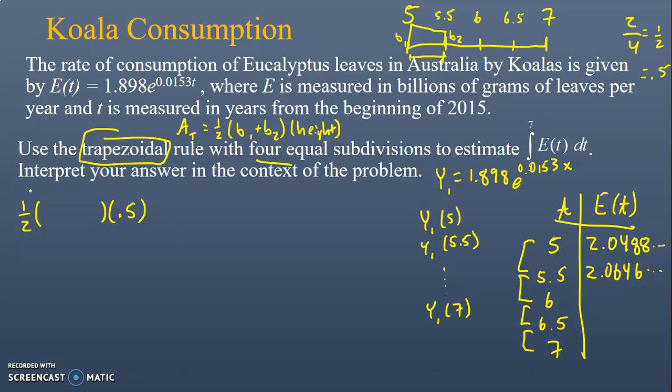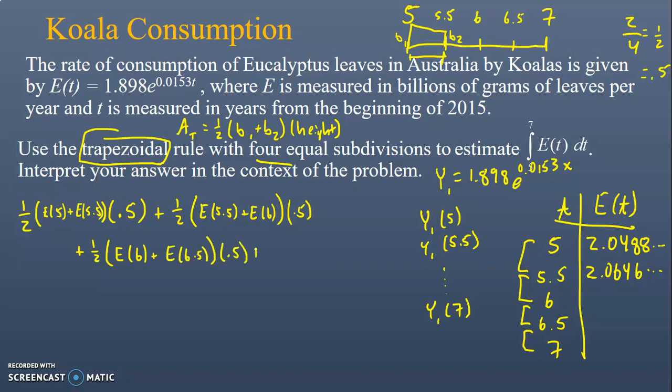So for this first one, I would be doing whatever I get when I put in y1 of 5. So basically e of 5 plus e of 5.5. And then I'd have 1/2 times e of 5.5 plus e of 6 times 0.5, plus 1/2 times e of 6 plus e of 6.5 times 0.5, plus 1/2 times e of 6.5 plus e of 7. And again, I'm going to do this all on the calculator. You could write it out, but you don't really need to. You need to show what you're calculating, and then you need to write out the answer.